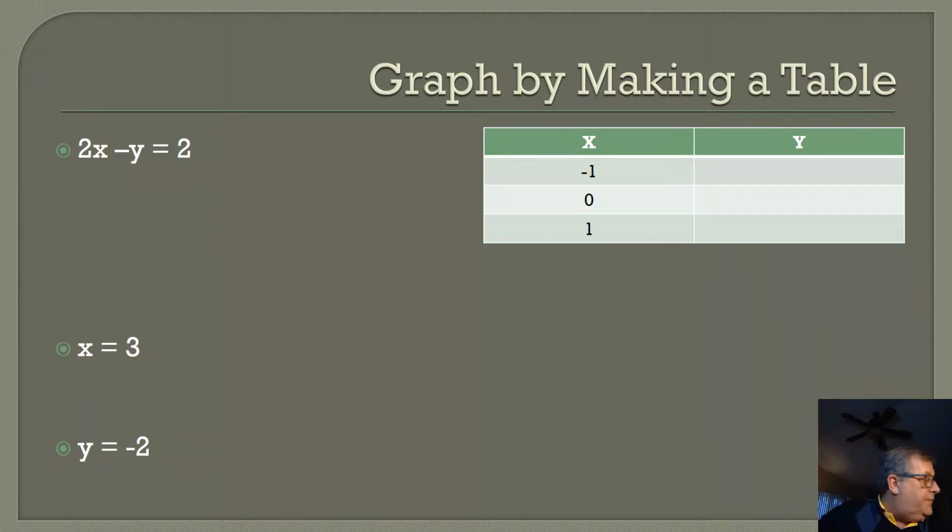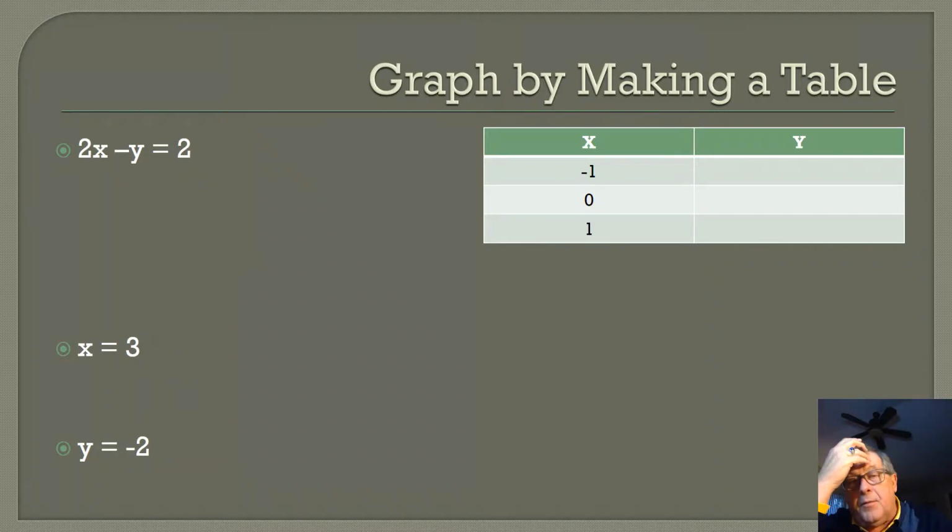Well, on page 158, example 5, it's asking us to graph by making a table. And they're giving us 3 equations here. I'm only going to use one of those to make a table, but I am going to discuss these bottom 2, where x equals 3 and y equals -2, and then we will graph it, but I'm not going to use making a table.